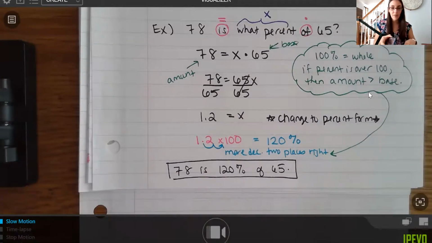All right, well, I hope you enjoyed that video. In the next couple of videos, we're going to actually keep doing more work with percents, but really do some application examples.